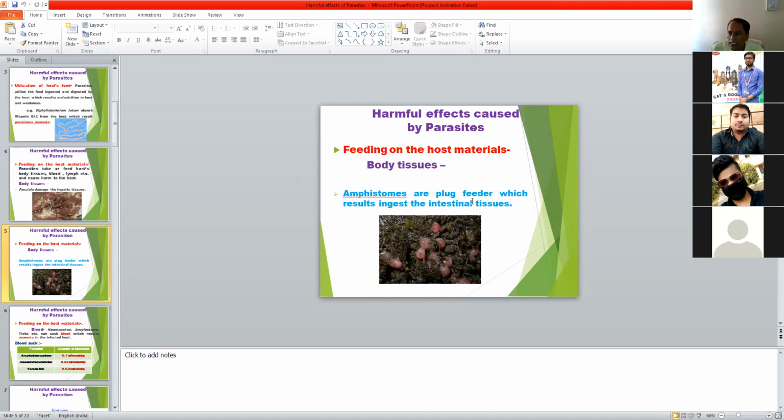This is due to the disturbed selective permeability of the mucosa of the intestine. So amphistomes are plug feeders because mucosa को ही खा जाता है, which results in ingestion of the intestinal tissue, generally duodenal tissue. This causes immature amphistomiasis.